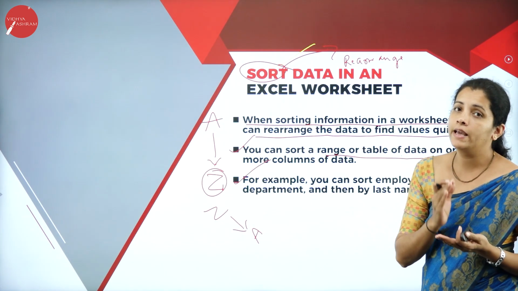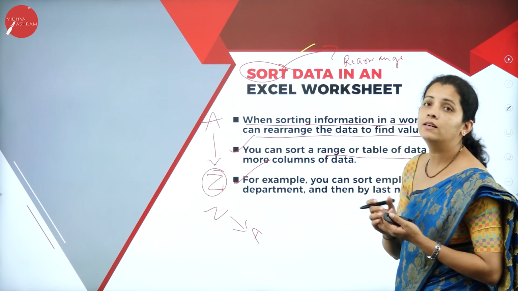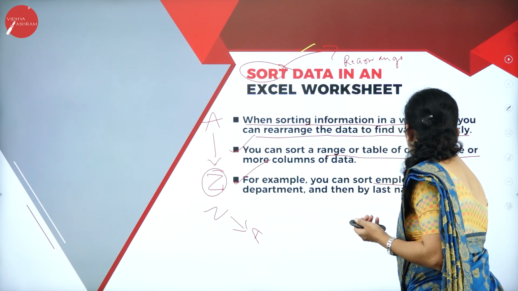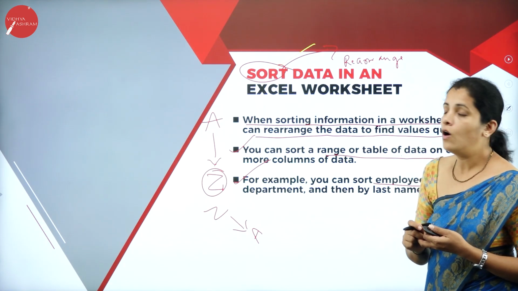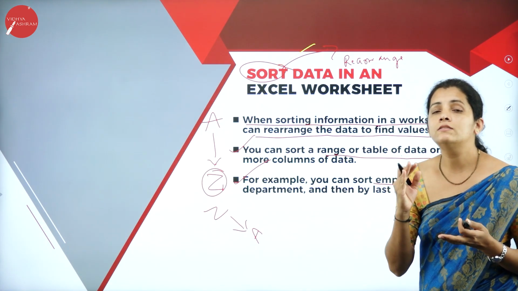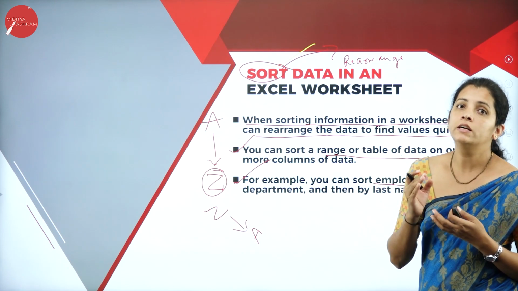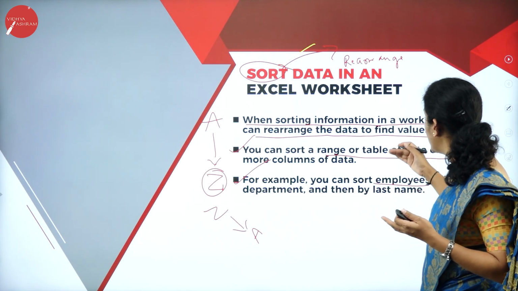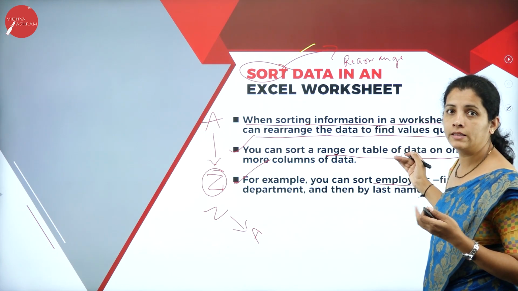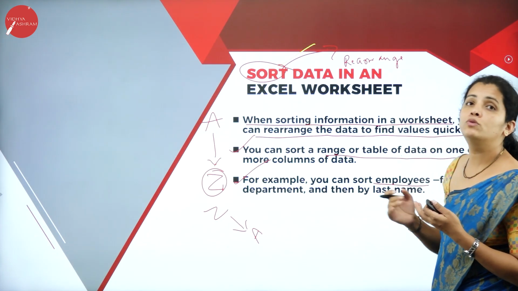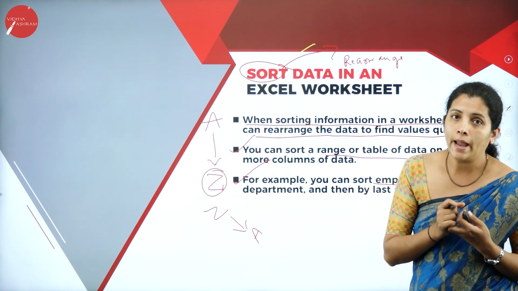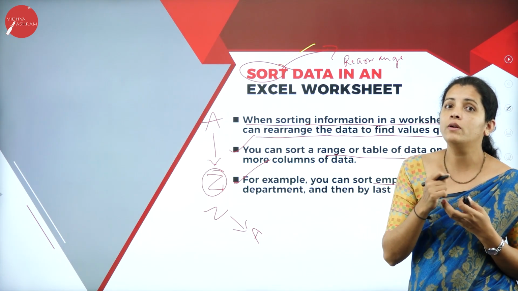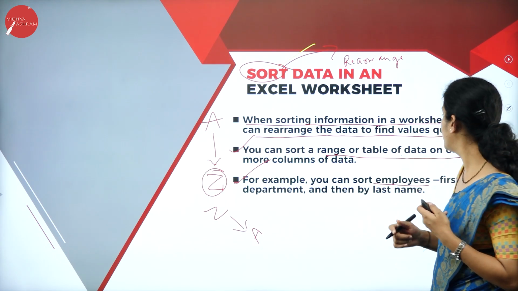So as the best example to illustrate the sorting of data, I'm going to consider an employee table, or I can consider a mark list table. So what can I do on my employee table? I can sort the employee name based on the ascending order or based on the descending order.